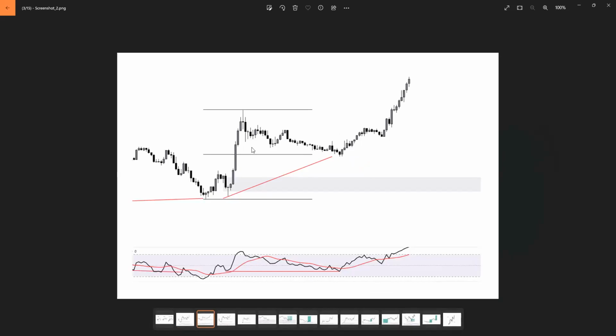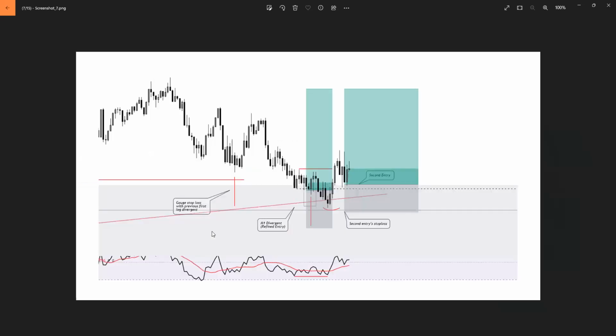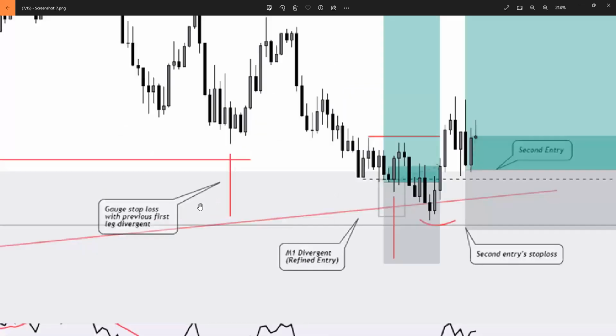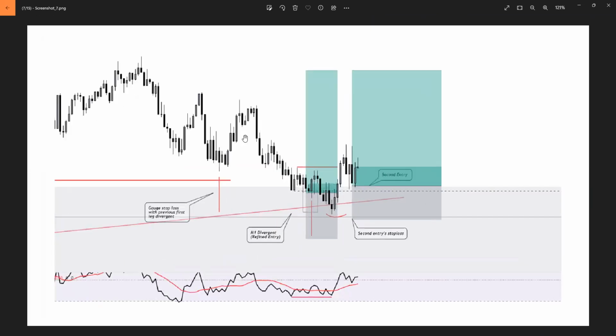I think this one was another one. Let me go back. This one is when it's done, because this one is a continuation of that one. Let me just zoom like this.